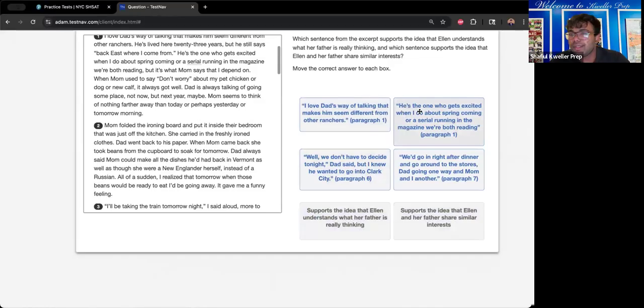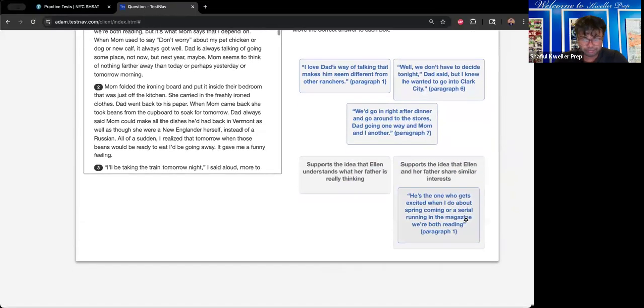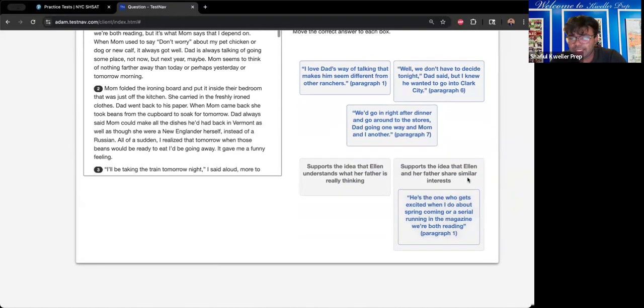Let's see the next one. "He's the one who gets excited when I do about spring coming or cereal running in the magazine we're both reading." So this is talking about how he gets excited when his daughter gets excited. Both of them are getting excited when they talk about this, like spring coming, cereal running in the magazine we're both reading. So it should be the right box, supporting the idea that Ellen and her father share similar interests.